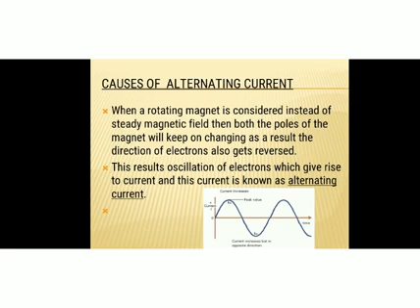This is the peak value of the current, denoted as Im, and this is also Im. Here you can also see Im in the negative direction, and this Im represents the maximum value in the negative direction.